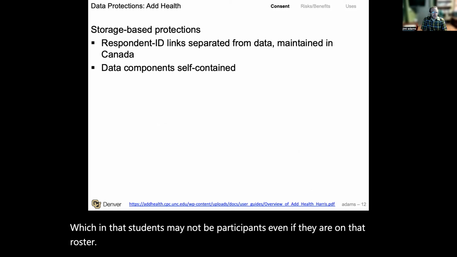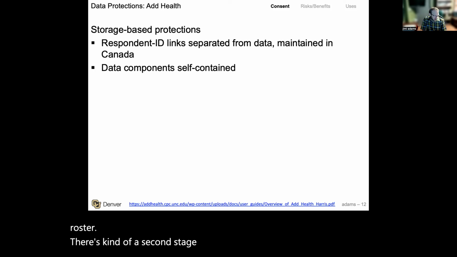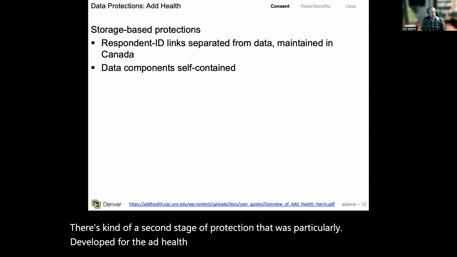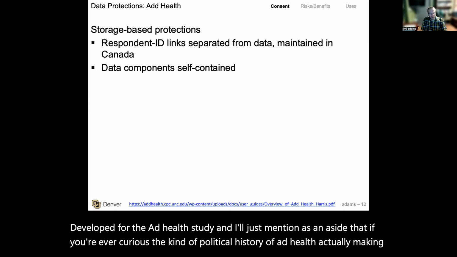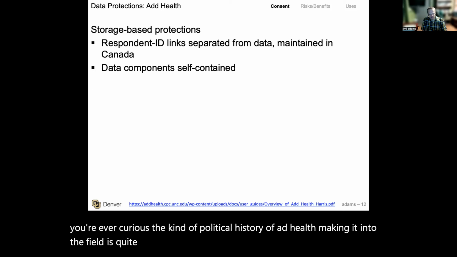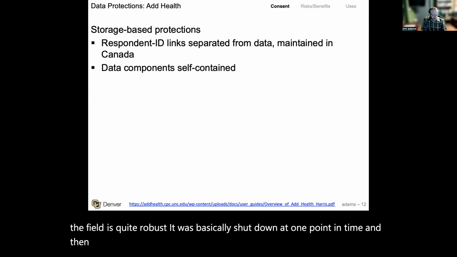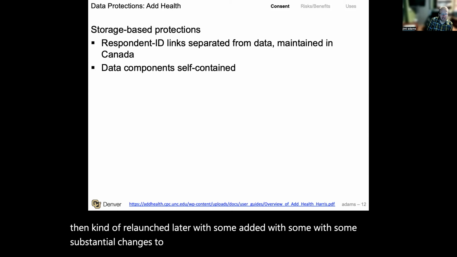There's a second stage of protection that was particularly well developed for the AdHealth study. And I'll just mention as an aside that if you're ever curious, the political history of AdHealth actually making it into the field is quite robust. It was basically shut down at one point in time, and then relaunched later with some substantial changes to the design and some added protections.